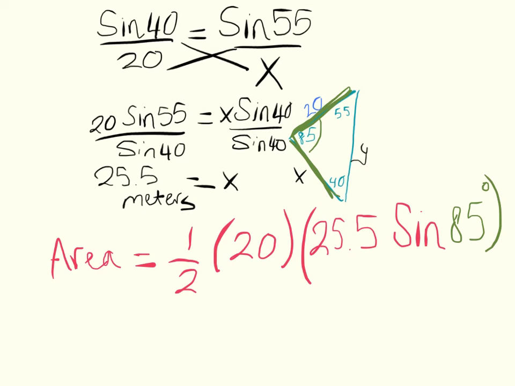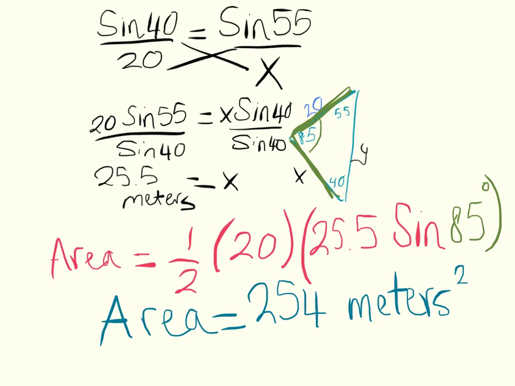degrees. By plugging that in your calculator, make sure you're in degree mode. Of course, from the beginning we've been working with degrees, so make sure that your mode is in degrees. We can figure out that the area is 254 meters squared.